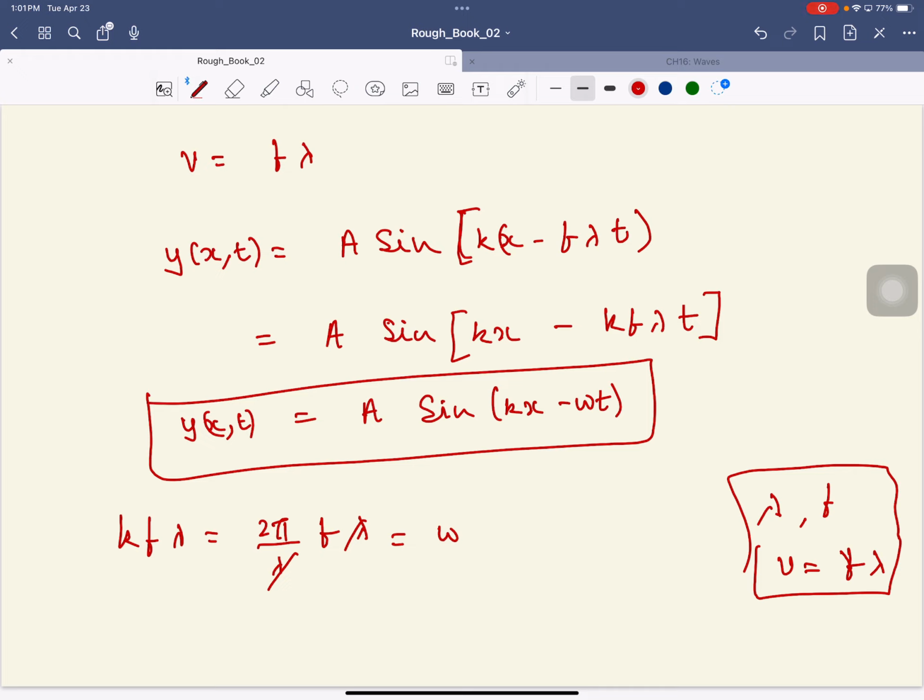Do you guys understand that? And if I wanted to write a wave traveling to the left, what would it be? Yep. So here's a wave traveling to the left.